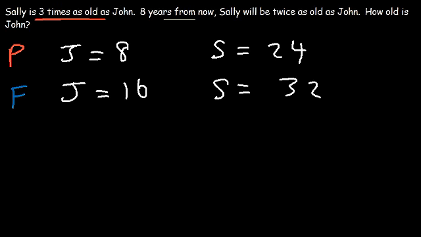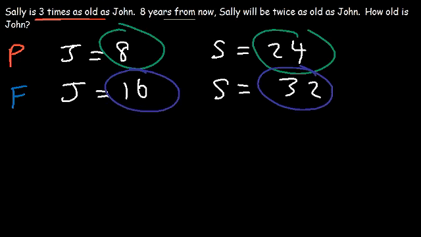So as you can see, in the present, Sally is 3 times as old as John. 8 times 3 is 24. But in the future, she's going to be twice as old as John. 16 times 2 is 32. So everything makes sense, which means that the final answer is 8. This is John's age at the present.